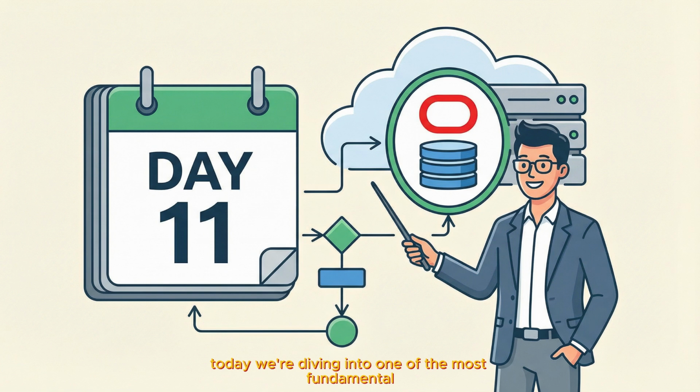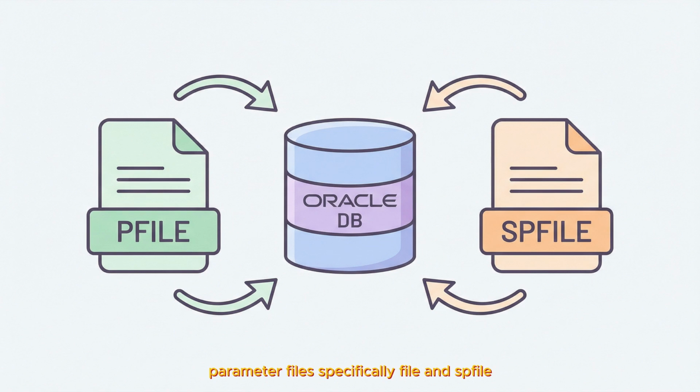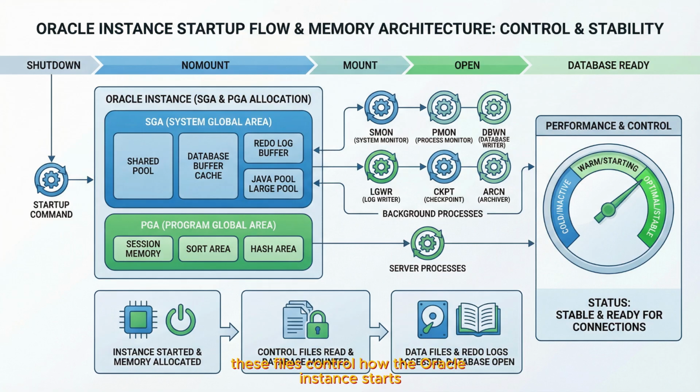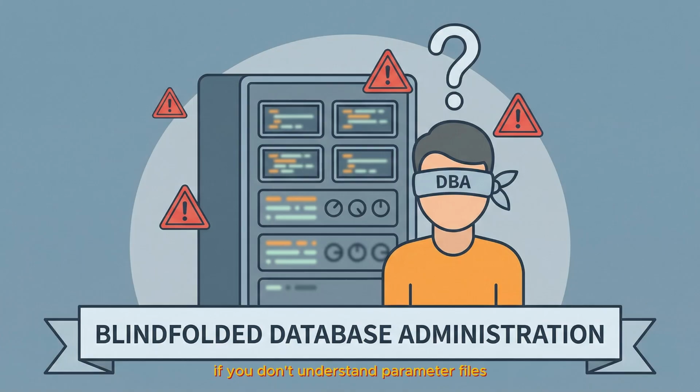Today, we're diving into one of the most fundamental and powerful components of an Oracle database: parameter files, specifically PFILE and SPFILE. These files control how the Oracle instance starts, how memory is allocated, how processes behave, and ultimately, how stable and performant your database will be. If you don't understand parameter files, you're flying blind as a DBA.